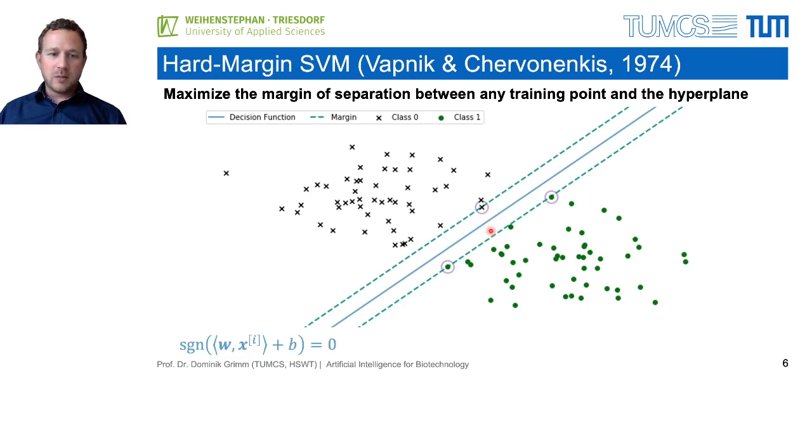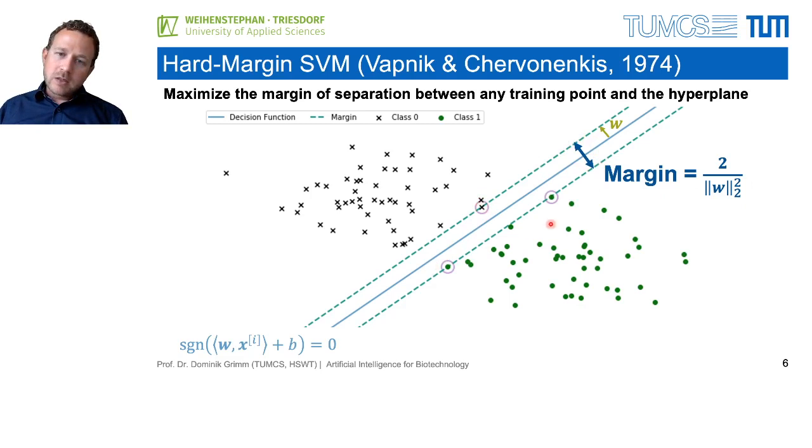If we look at this example here, the blue line is again our decision function, and the dashed green line is our margin. Then we have this W vector, which is orthogonal to the decision function. And then we'd like to maximize the margin. So the margin is 2 divided by the norm of W, and we'd like to maximize the margin. The circles you see around these dots are called support vectors. The support vectors are those points that lie exactly on the border of the margin.